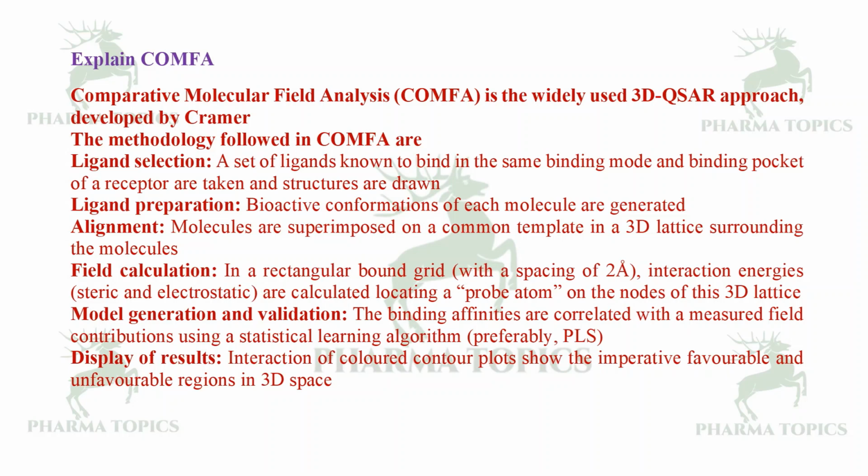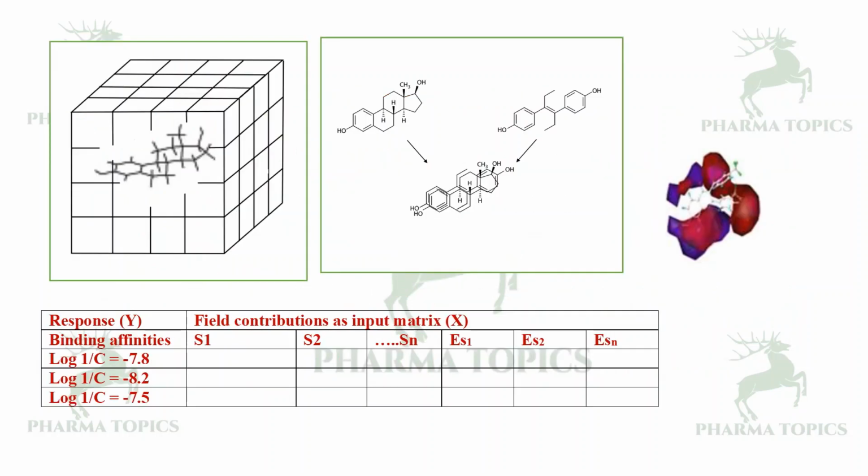Then field calculation. They will calculate the field around all these molecules. Then a model is generated. Usually they go for multiple linear regression or partial least squares, and that displays the results in a 3D space. So it will be like this. All the molecules are put in a grid space and superimposed, and they study the contribution of each substitution. So this approach is the CoMFA approach.